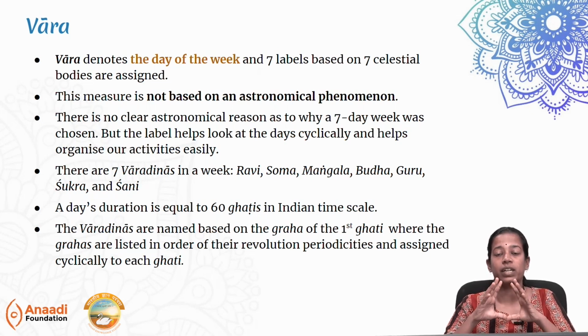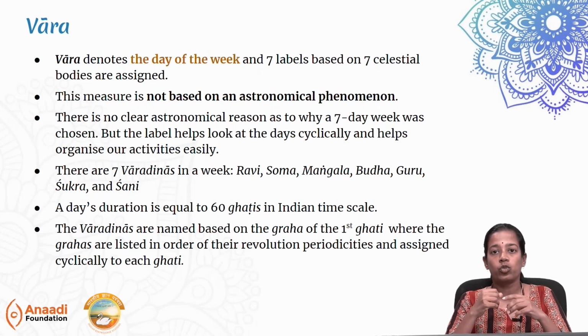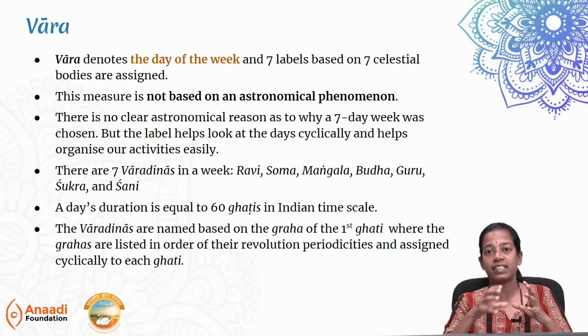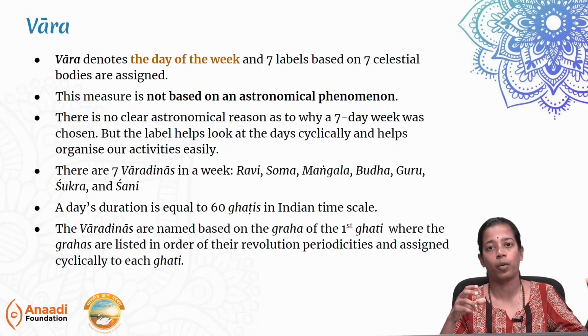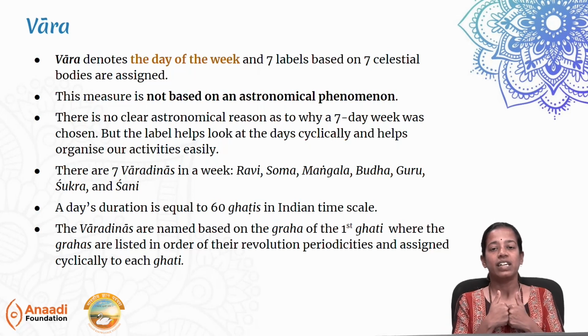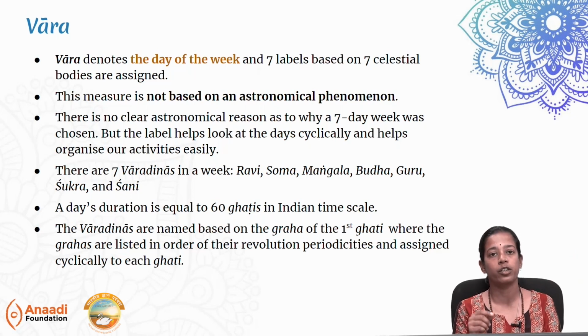This measure, we need to understand, does not have any astronomical phenomenon, which means there is no basis as to why there has to be 7 days in a week, and it does not hold any astronomical reason as to why the cyclical sequence has to be this way. Why should it start with a Sunday, then go on to Monday? That does not have an astronomical basis. This cyclical labeling system is only for our convenience and it does not necessarily map to an astronomical phenomenon. It is important to remember that.